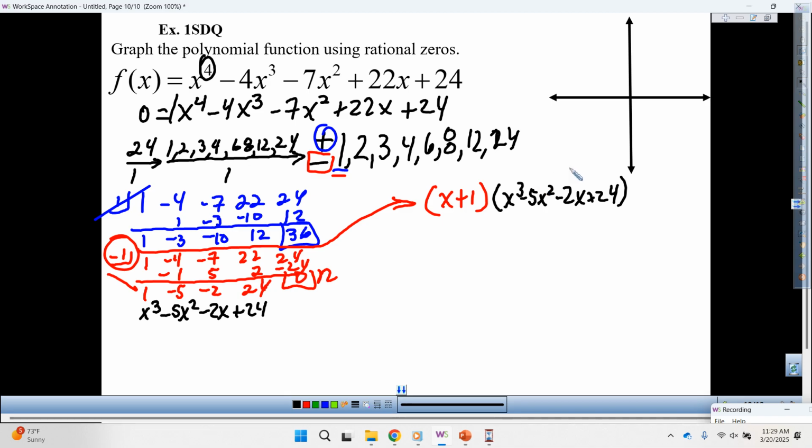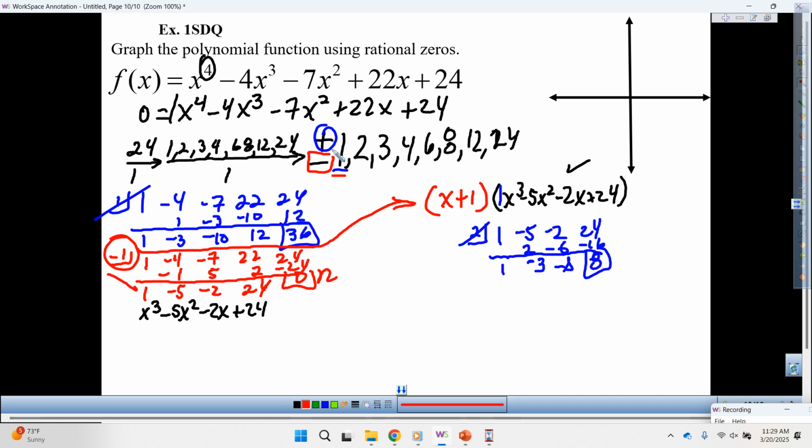All right, so we still need to factor this one, so what do we try next? The 2? Yes, that's a cube. All right, so positive 2. What is my coefficient here? 1, negative 5, negative 2, and 24. Here you go. 2 times 1 is 2. Combined, that's negative 3. 2 times negative 3 is negative 6. Combined, that's negative 8. 2 times negative 8 is negative 16. Combined, that's 8. This is not my 0.